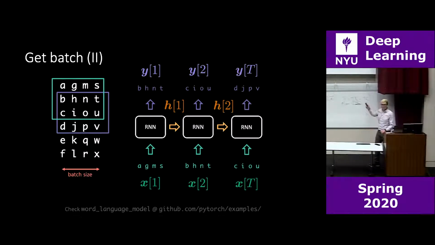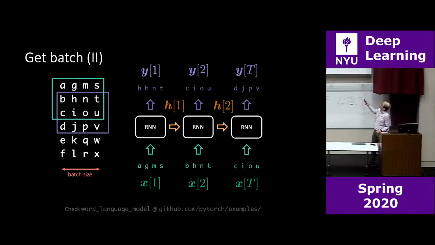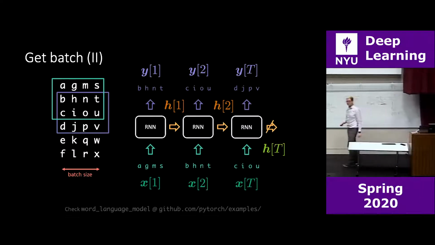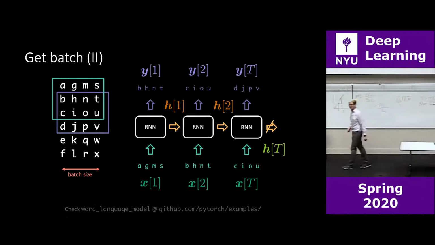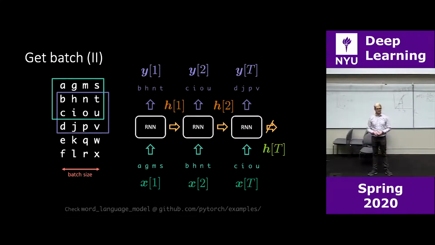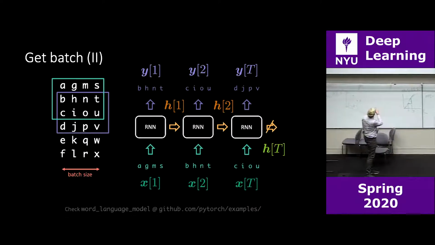All right, what's happening now? Here I just drew an arrow with the final HT, but there is a slash on the arrow. Why is there a slash on the arrow? Who can understand what the slash means? Because there is nothing beyond that time sequence. Oh, of course there will be. There is going to be the next batch. It's going to be starting from here, D, and so on. This is going to be my next batch, DJPV, EKQV, and FLRX.